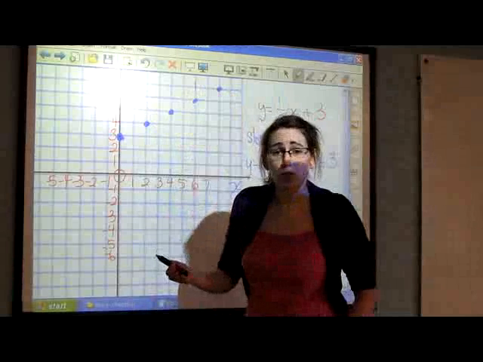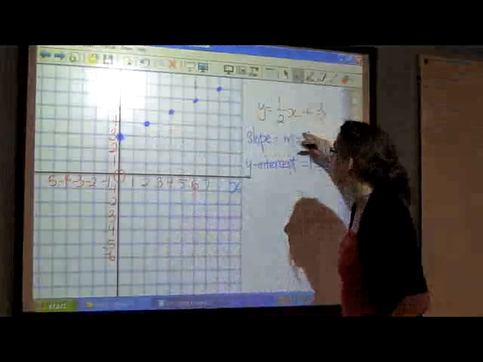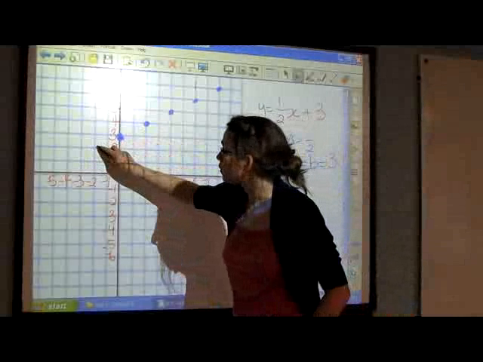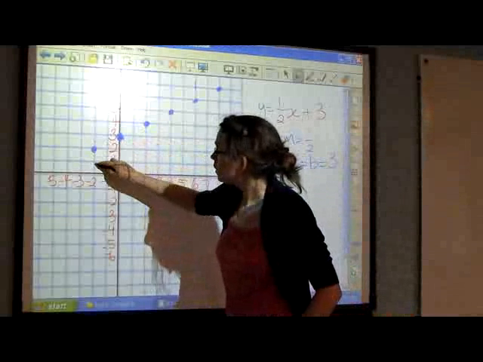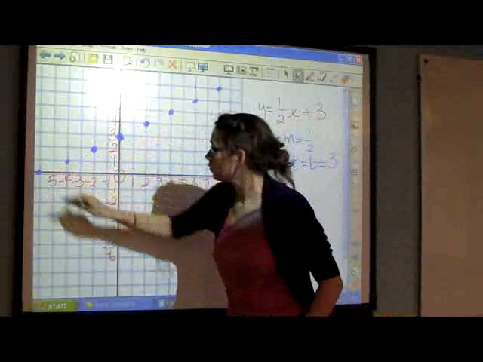If I want to go backwards, if I want to go from this box to this box, I need to do the exact opposite. I need to go down 1 and left 2. So I can go down 1, left 2, down 1, left 2, down 1, left 2, and so on.